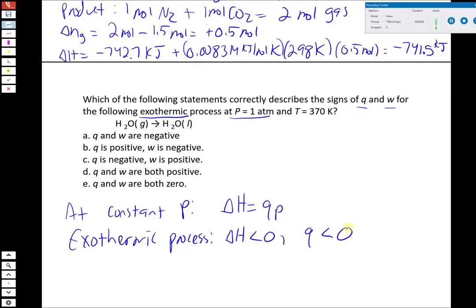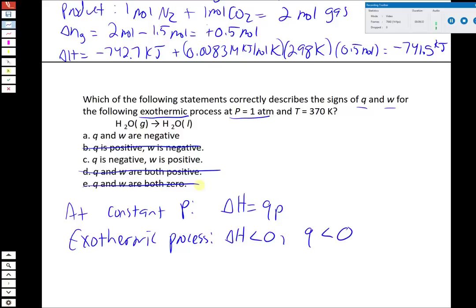So the only answer choices that we can even consider are ones where Q is negative. I think that's the more straightforward of the two to deal with between Q and W in this case. So Q is positive, so we can get rid of choice B. Q and W are both positive. It's not 0. So now we're just left with 2 answer choices. We know that Q has to be less than 0 because it's an exothermic process. Now how do we deal with W in this case? This is the one that's more difficult.